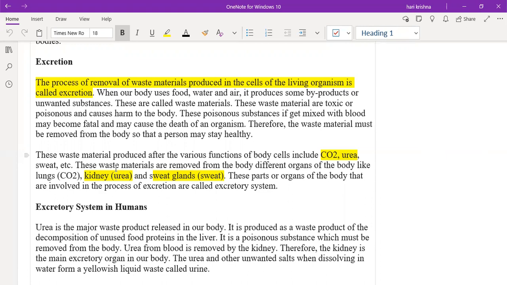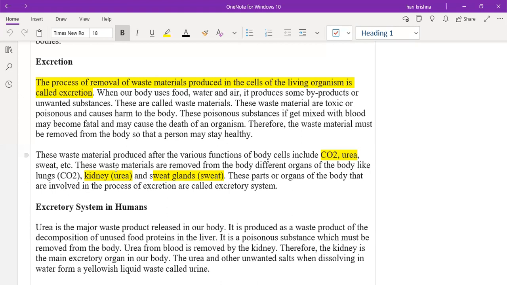So what are these waste materials? Generally, the waste materials include CO2, carbon dioxide gas, and urea, right? These can be removed with the help of different organs like kidney and lungs. And we have the glands also to remove the excess of water and a small amount of urea, called sweat glands. So these are the 3 parts where we'll excrete the waste material from our body to the outside.